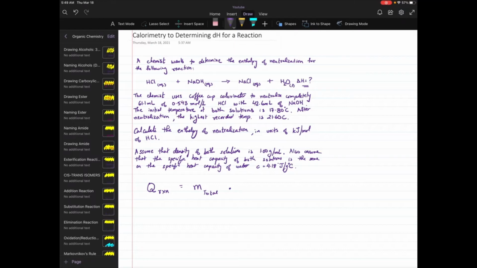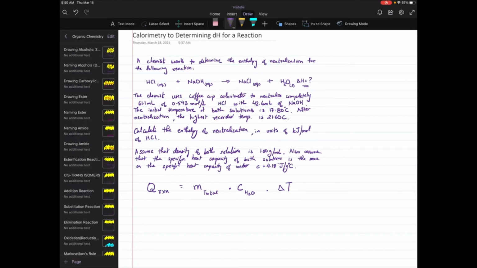Now, since they said that you can use the same as the specific heat capacity of water, we can use c of H2O. And again, this is a lowercase c for water. We can use that, which is 4.184 or 4.18, as some people like to use, for the specific heat capacity of water. And then we need to know the change in temperature of the solution. Change in temperature would be final temperature minus the initial temperature. That will tell us the change in temperature of the surrounding or the solution.